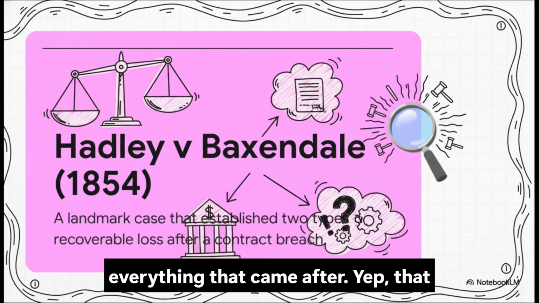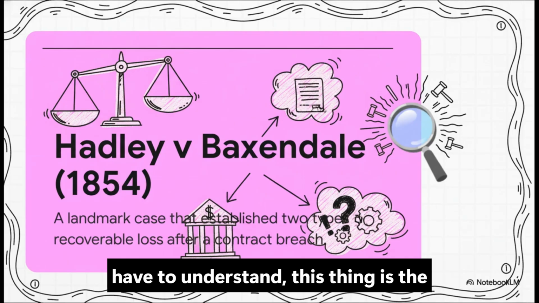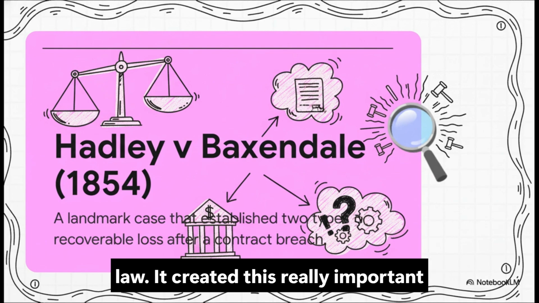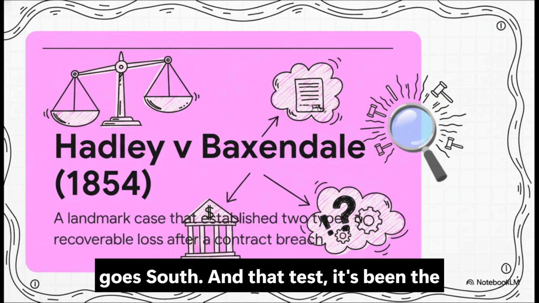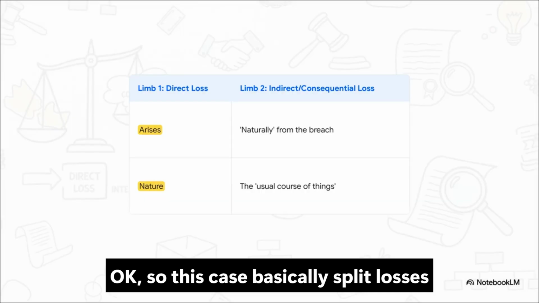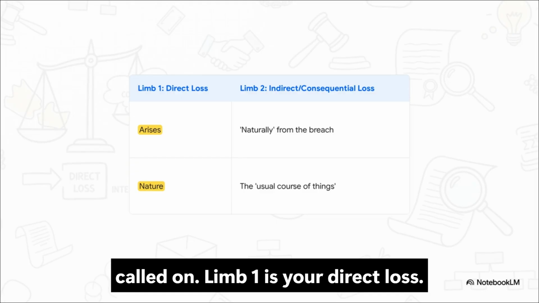Yep, that case is Hadley versus Baxendale, and you have to understand, this thing is the absolute bedrock of this whole area of law. It created this really important two-part test for figuring out what damages you can claim when a contract goes south. And that test? It's been the king of English law for over 150 years. Okay, so this case basically split losses into two buckets, or limbs, as the lawyers call them.